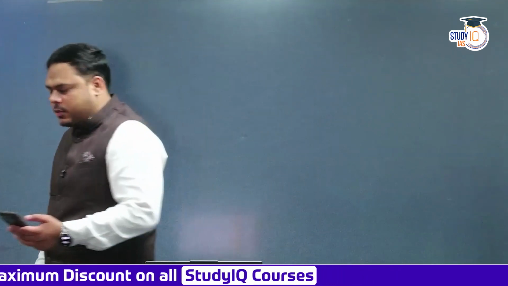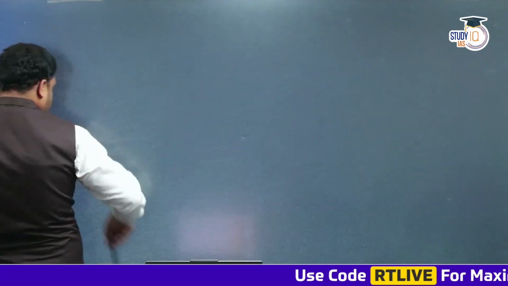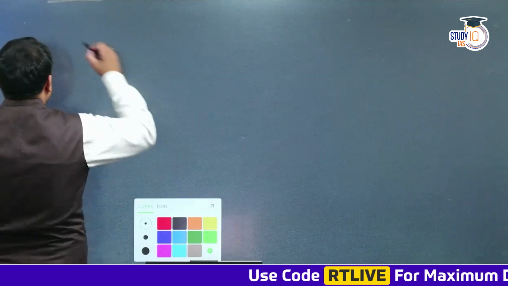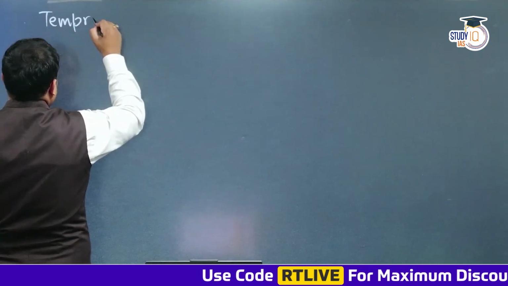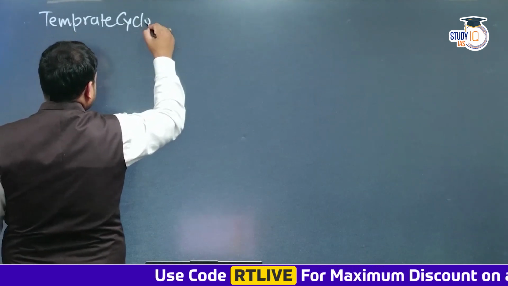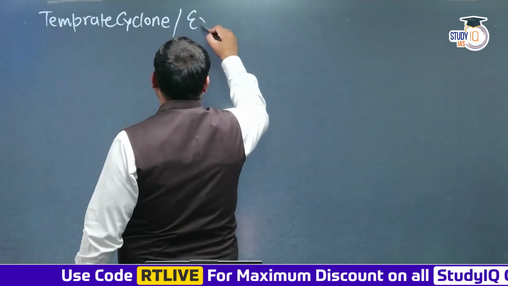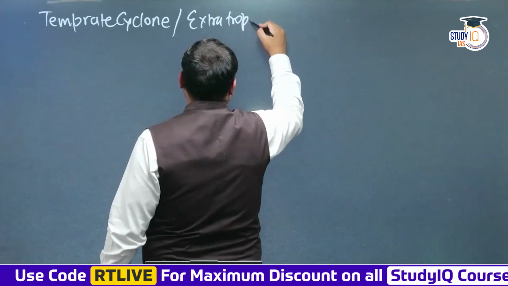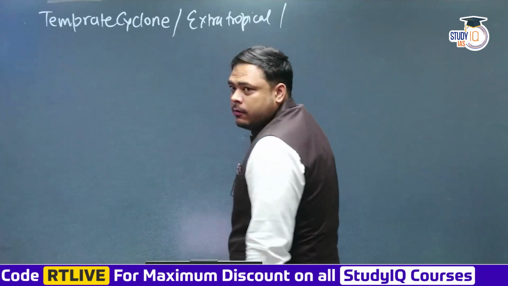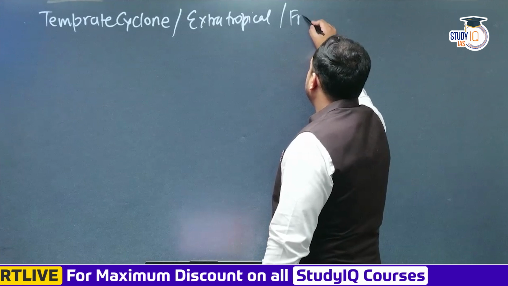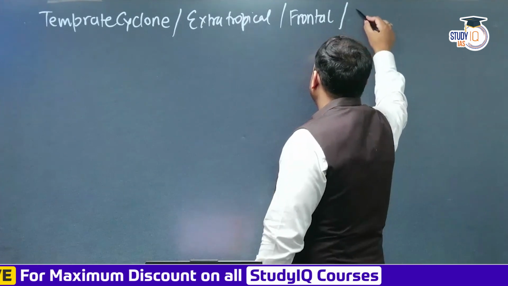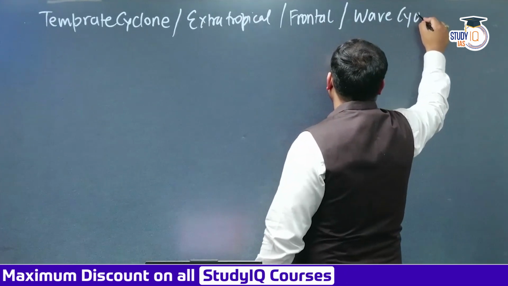So let's start the class without further ado, guys. Then with the temperate cyclones, we are starting. Okay, so temperate cyclones are very important. They are also known as what? Extratropical cyclones or, yes, and, yes, wave cyclones. So we have four names.